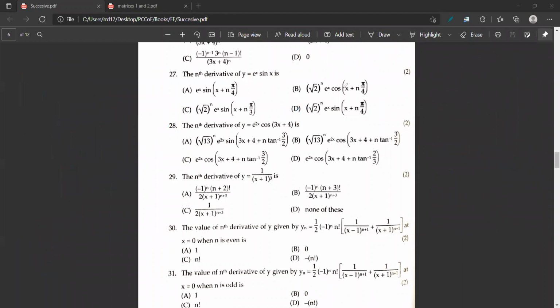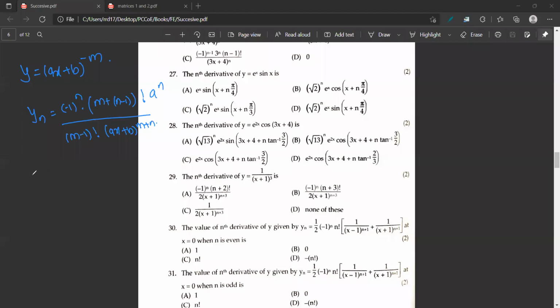Yes, sir. Okay. Now this is of the form y is equal to (ax + b) raised to minus m. Now for this, what was the formula? The formula was yn is equal to (-1)^n into (m + n - 1) factorial, correct? Into a^n upon (m - 1) factorial into (ax + b)^(m+n). The same formula you just apply.